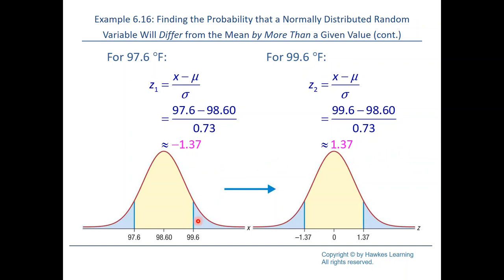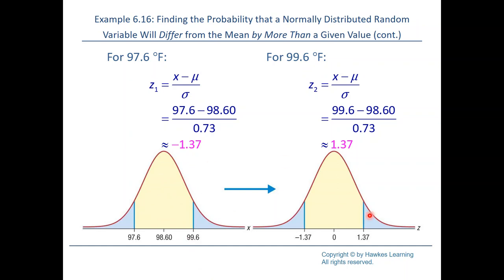Taking a peek at this graph, even with a table, we're really looking for what's to the left of 97.6 and what's to the right of 99.6. But realistically, we are also looking at what's between these two. So if we look at what's between these and subtract it from 1, it really does help us out.